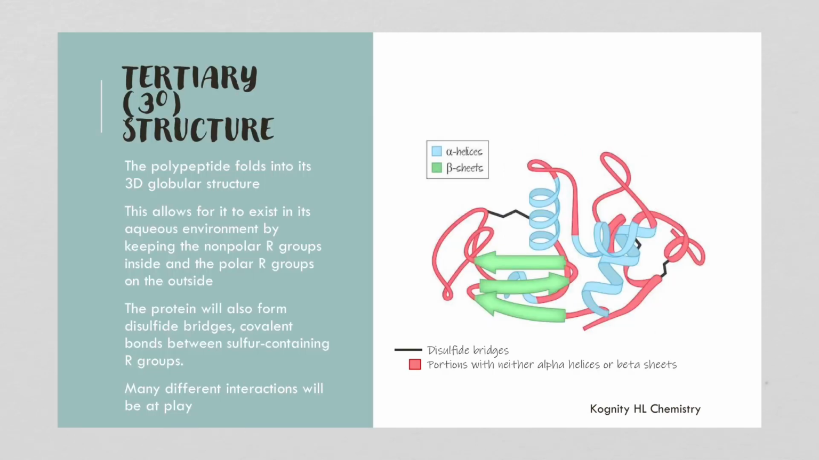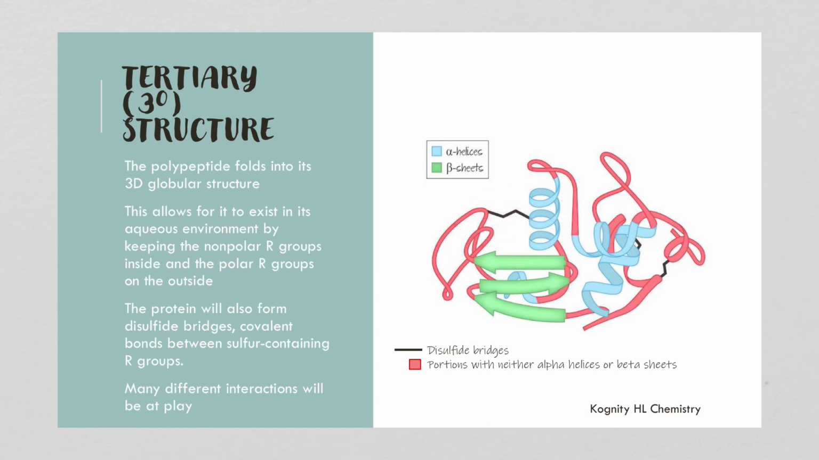The next level of protein structure is the tertiary structure. The polypeptide folds into its 3D globular shape. This lets it exist in aqueous environments by keeping all the non-polar groups inwards, and the polar sections can stay on the outside. You can see here there are some alpha helices and some beta sheets, like I represented before, and all the red parts are parts that don't have either of those structures. They're interacting in their own way by clumping the polar groups in one section and the non-polar in a different one. And then these black lines are structures known as disulfide bridges.